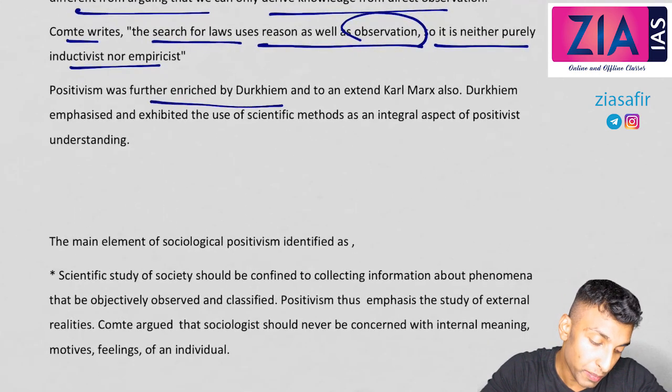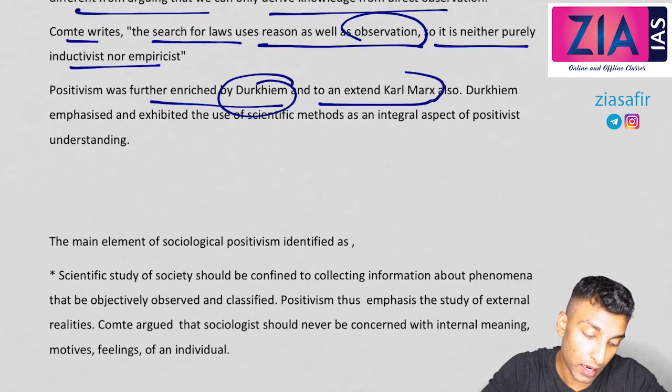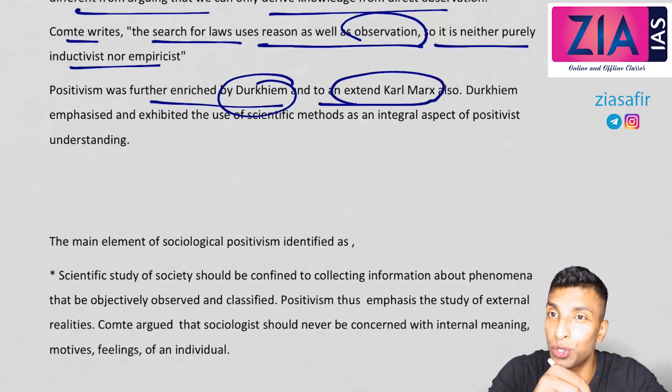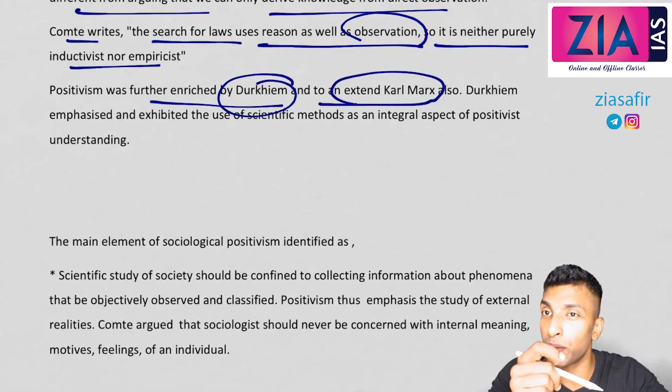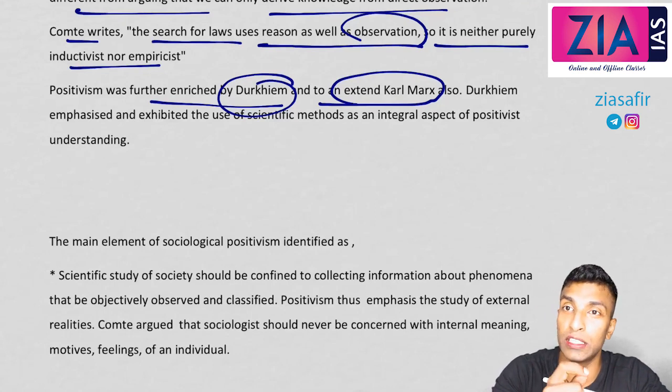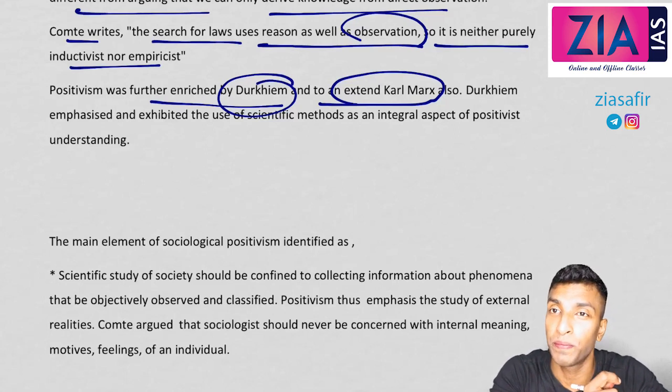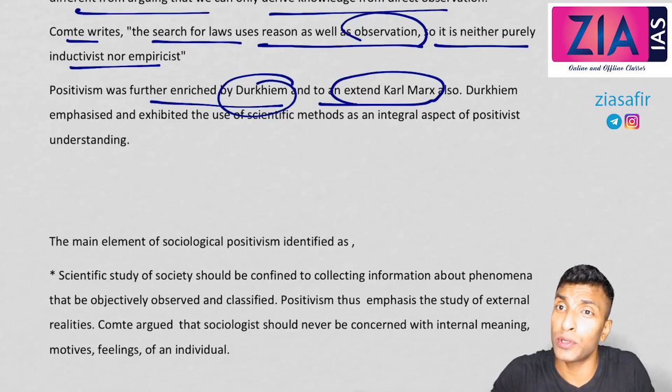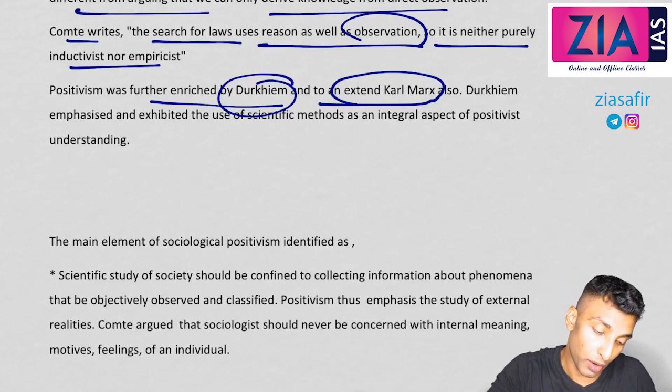Positivism was further enriched by Durkheim and, to an extent, Karl Marx also. I hope you understood why I am writing "to an extent" Marx also. Marx is not a pure sociologist, so we can't say Marx enriched sociology by bringing positivism. On the other hand, Durkheim was a pure sociologist and a pure positivist also. But the Marxian approach is somewhat related to positivism, and somewhat he's a sociologist. So that idea should be there in your mind.